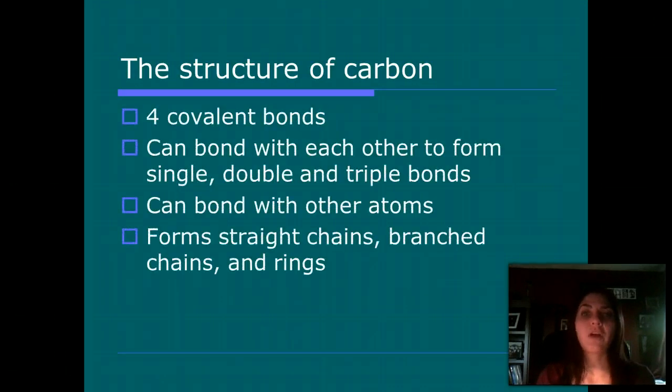So the structure of carbon. Carbon can make 4 covalent bonds. It can bond with each other to form single, double, or triple bonds with another carbon atom. It can also bond with other atoms such as hydrogen, phosphorus, nitrogen, and sulfur. It can form straight chains. It can form branch chains. And it can also form rings like those that you see in sugar such as glucose.